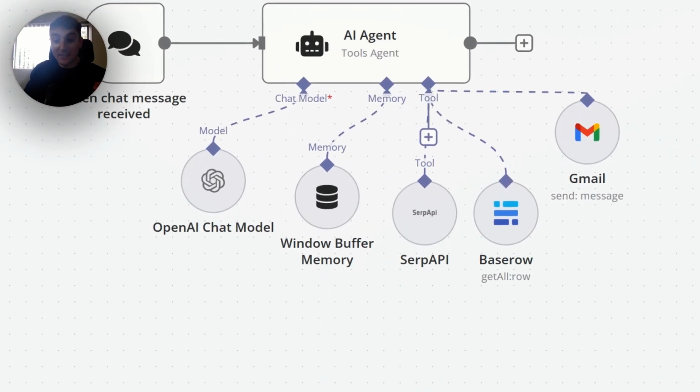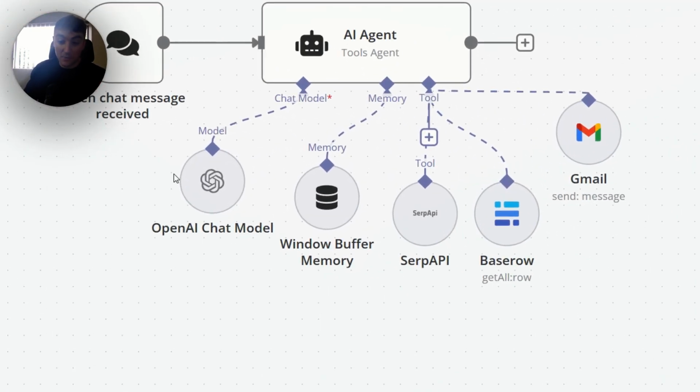So now our AI agent has access to a chat model, which is its brain, it's got memory, and it's got access to 3 tools that it can use based on what the user input is. So let's try it out.